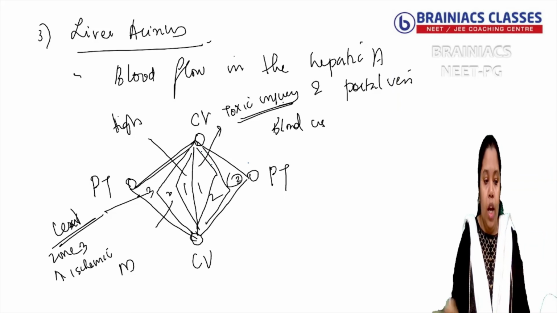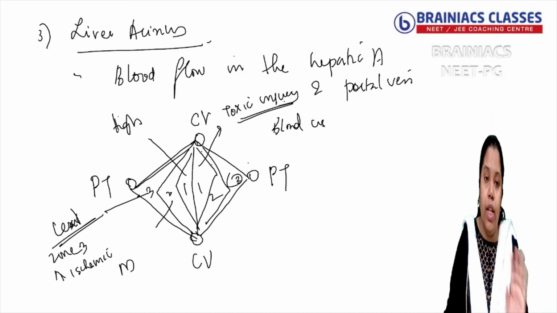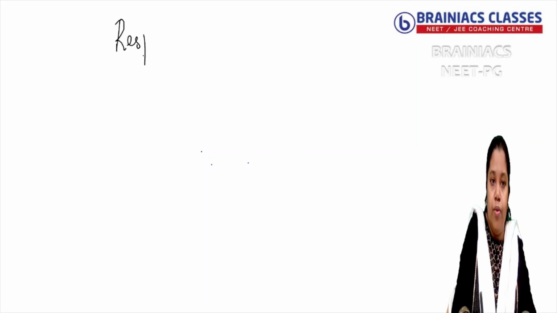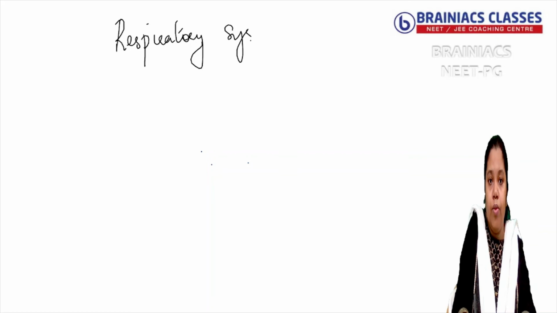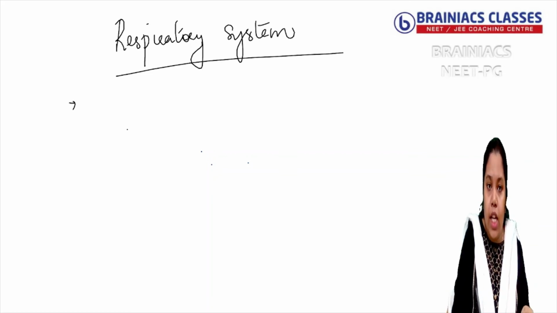Okay, now we will move on to the next system. With this we have completed the gastrointestinal system. Now we'll move on to the respiratory system. The respiratory system, I can say, starts from the larynx, right? So which is the flap that guards the trachea? That is the epiglottis, right?